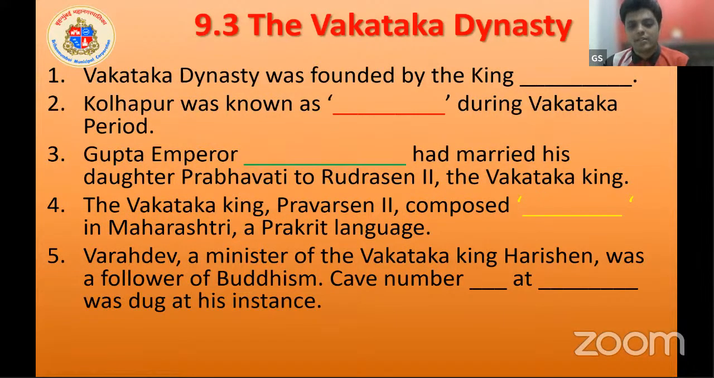And the last question: Varahadev, a minister of the Vakataka king Hari Sen, was a follower of Buddhism, and the cave number Dash at Dash was dug at his instance. Time's up.